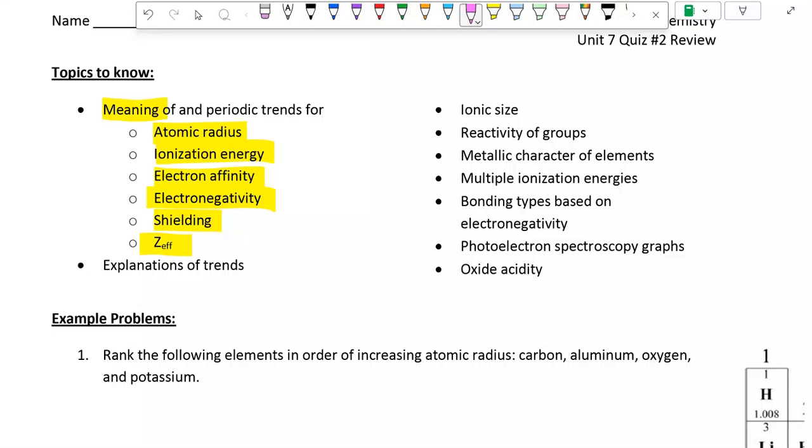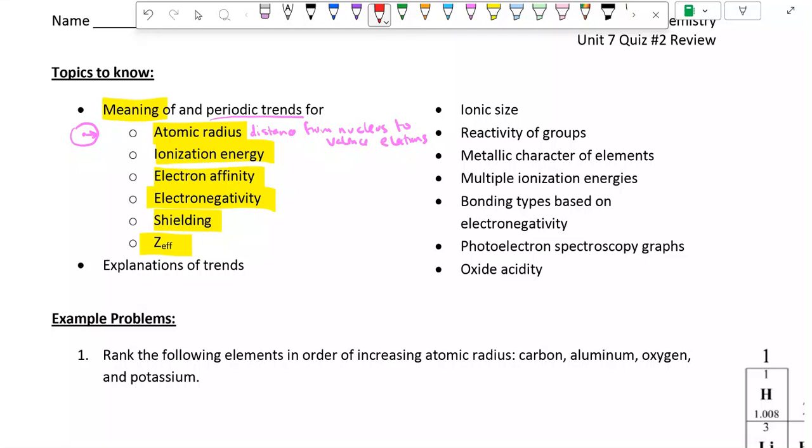Okay, and then what are the trends, and be able to use the periodic table to predict them for what are these different ideas. So remember, atomic radius is just like a radius on a circle. It's from the middle to the outside. Well, for an atom, the middle is the nucleus, and then the outside, they're called the valence electrons. So it's a distance from the nucleus to the valence or outside electrons.